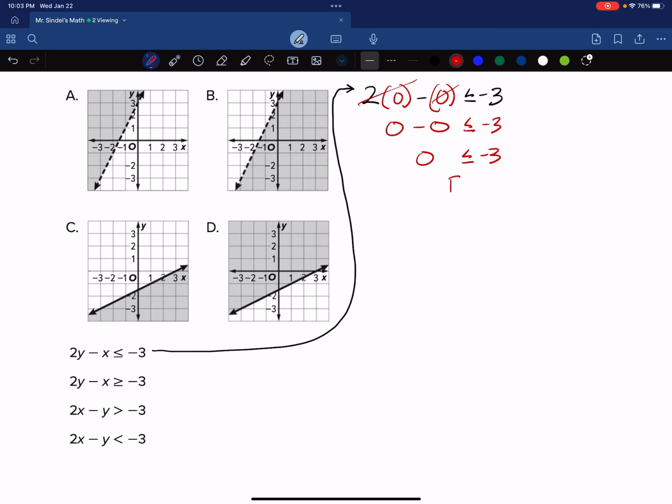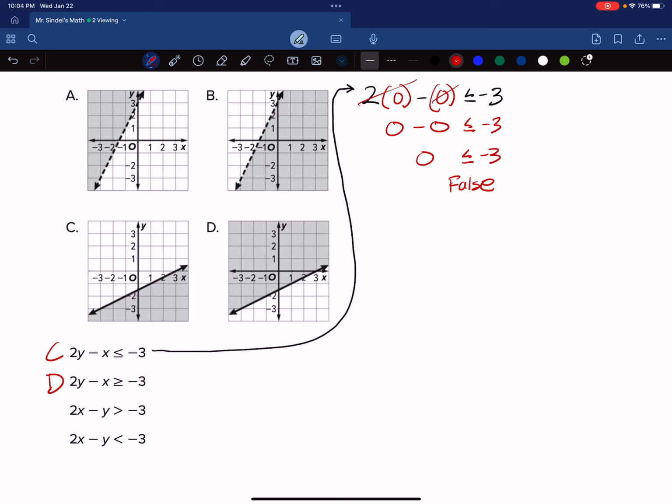That is false. So if that's a false statement, that means that (0, 0) does not live in the shaded region of a solid line. So between our two solid lines, it is a false statement to say that this point is in the shaded region. This point is not in the shaded region. So I'm going to say the correct answer here is C. Why am I saying C? This one goes to C. And by default, that means that the other equal to sign must be a D.